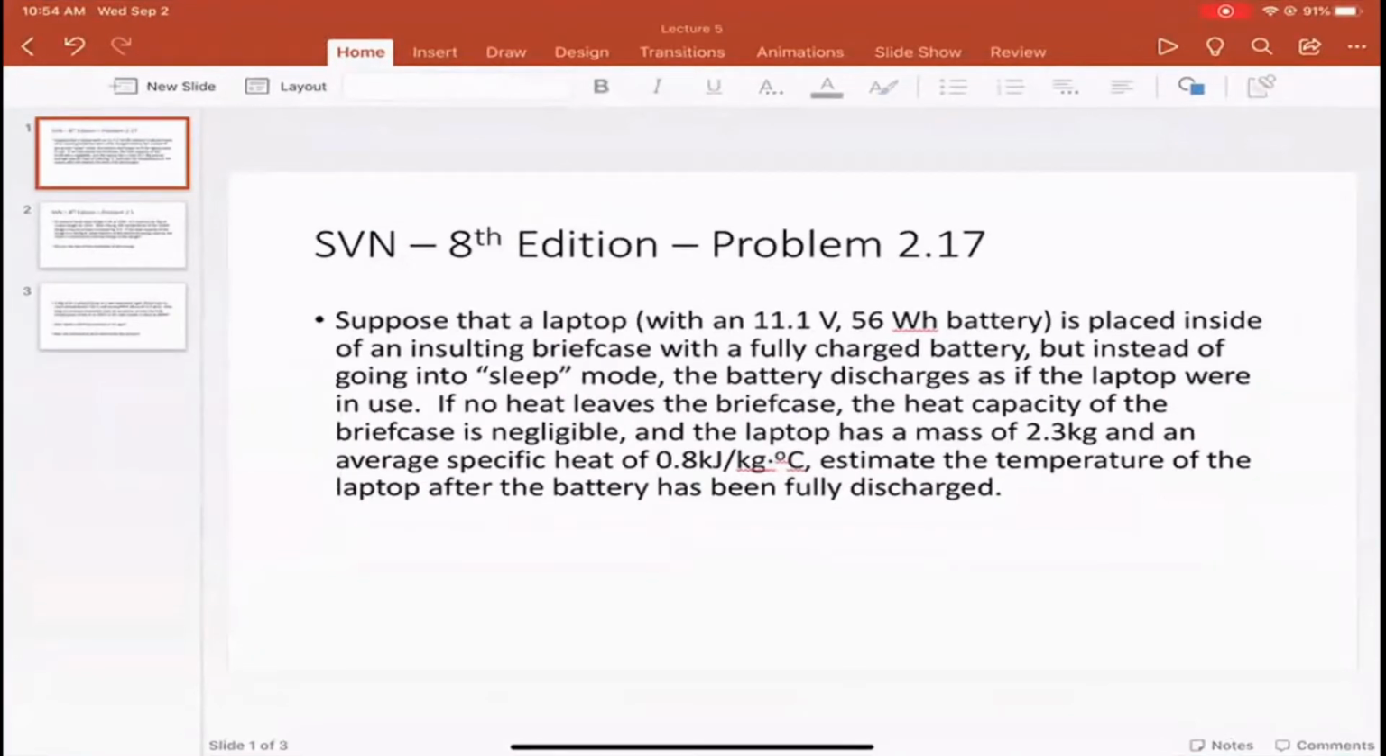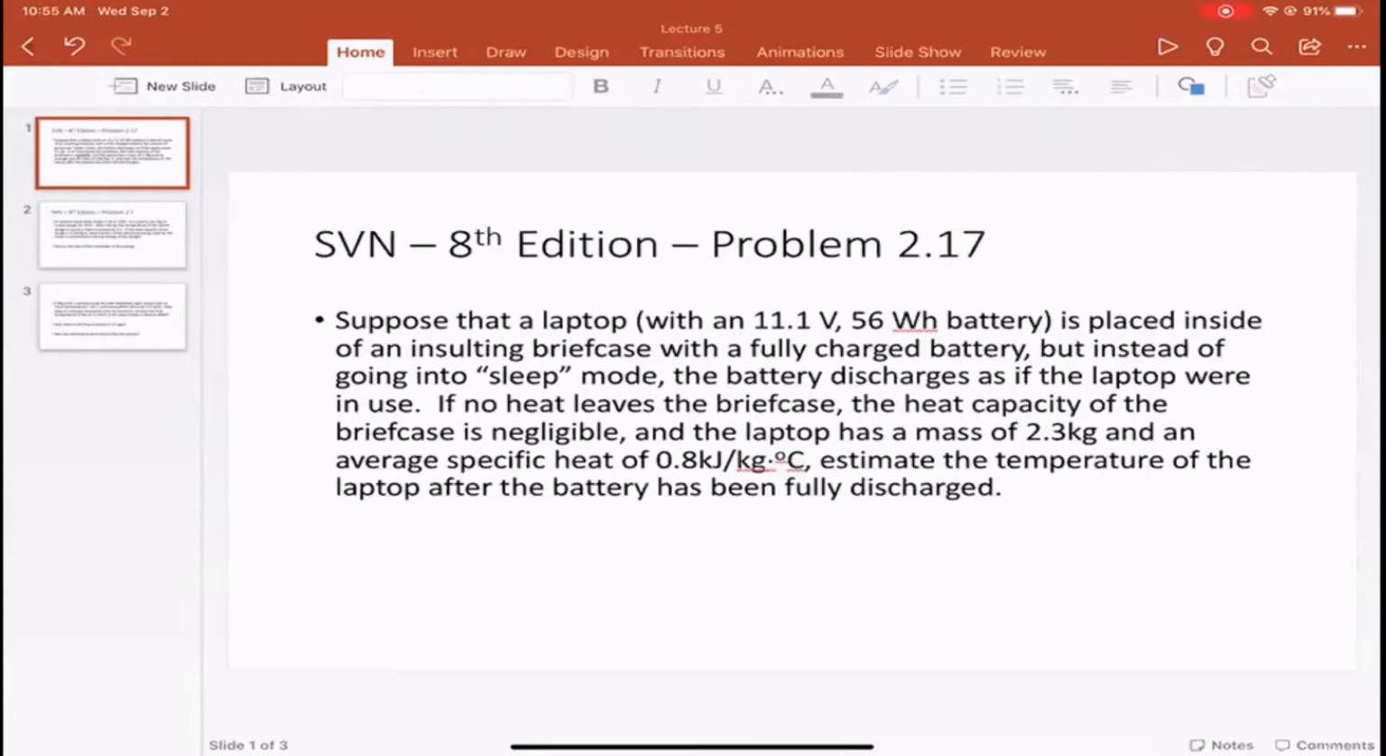So let me bring up our first problem that we're going to look at today. And I don't know about you guys, but this is something that's actually happened to me more than once with my computer. So we're going to say that we have a laptop that has a battery that's rated at 11.1 volts and 56 watt hours, and it's placed inside of an insulated briefcase and the battery's fully charged. But I've had this happen to me where I close my laptop, I put it in the bag, I assume it went to sleep, I go to pull it out later, and it's really, really hot, and the battery's totally dead, right?